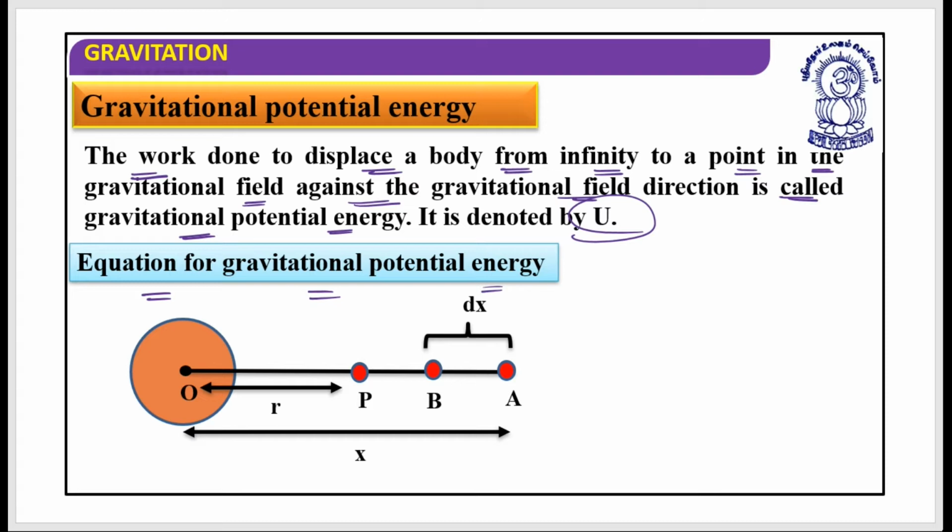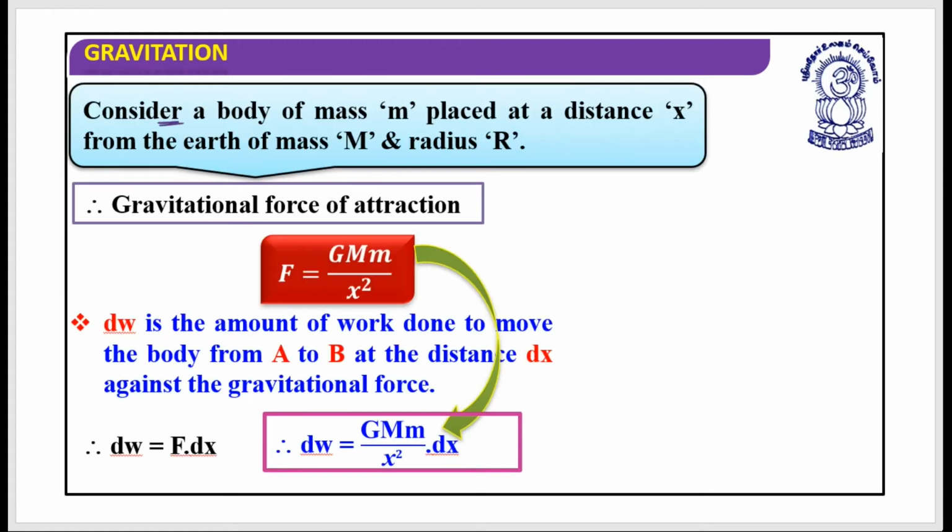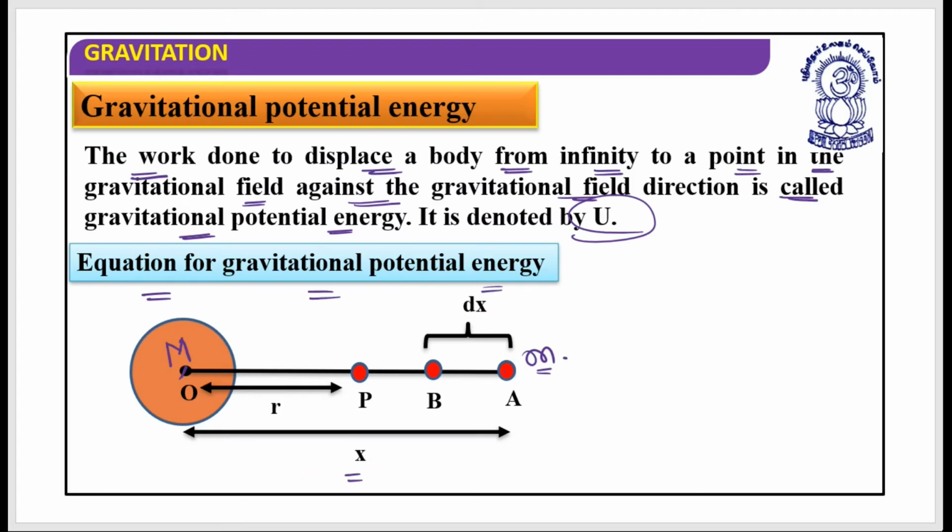Let's understand that this is one of the objects, having mass M, and another object having mass small m has been placed over here. Let's suppose the distance between this object O, having mass capital M, and small m is x. Consider that a body of mass m is placed at a distance of x from the center of mass M, and the radius of this is capital R.